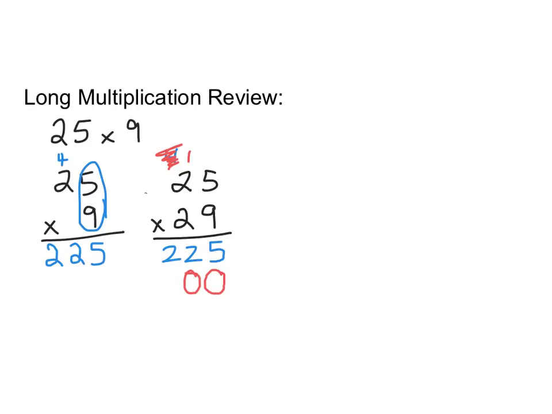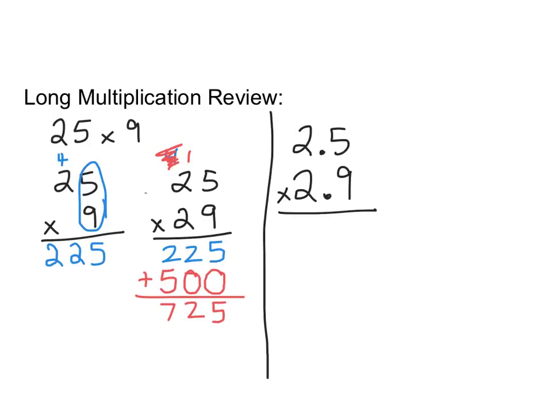And now we have a 1 to carry because 2 times 5 is 10. And so then I'll do my 2 times 2 is 4 plus 1 is 5. Finally, I add together these two products. So I get 5, 2, and 7, 725.